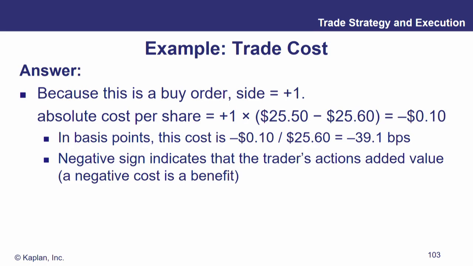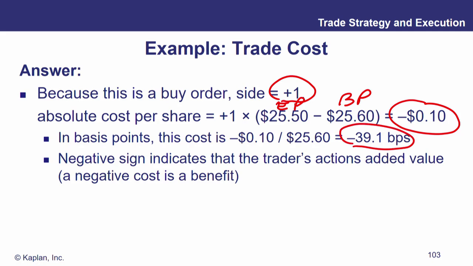Because we're going into trade costs, we know this is a buy order, so the side is 1. We go back to our absolute cost formula. We've got the +1 for the side, $25.50 as our execution price, and our benchmark price at $25.60. And voila, just like we expected, we purchased below the benchmark. This is a positive. If we convert the 10 cents over $25.60 to basis points, we get negative 39.1 basis points. Remember, a negative sign just indicates that the trader actually added value. A negative cost is a benefit.